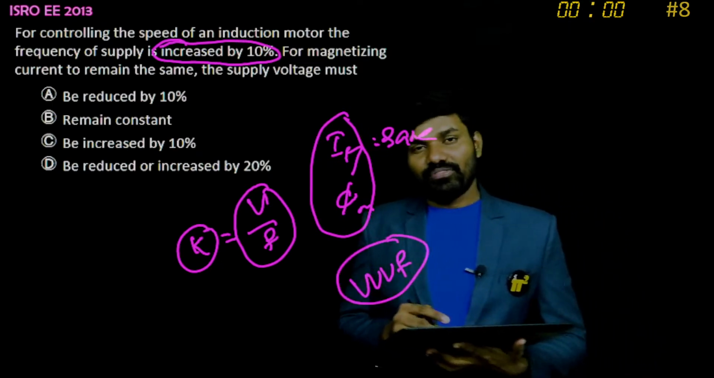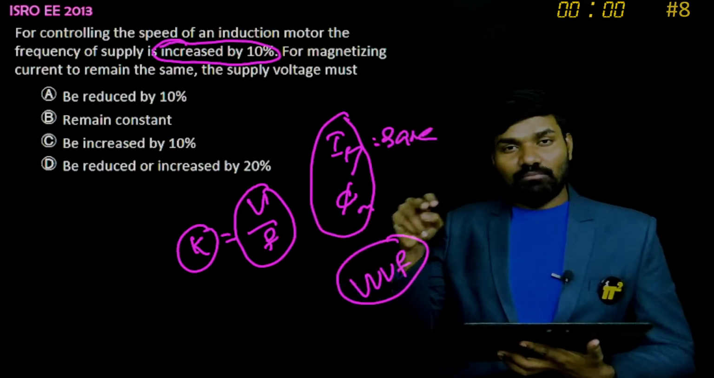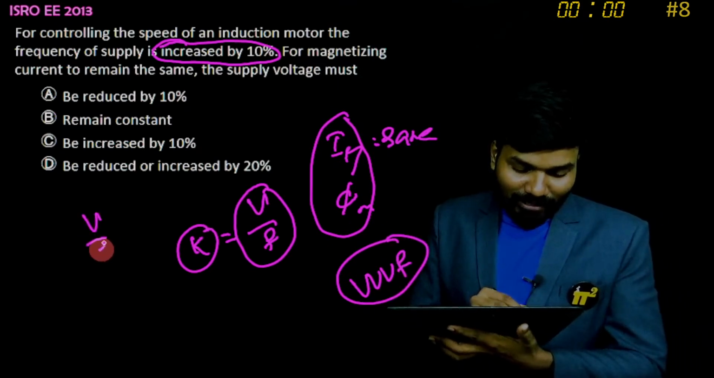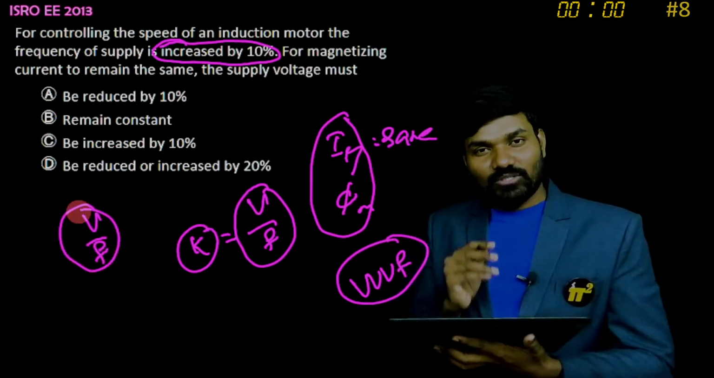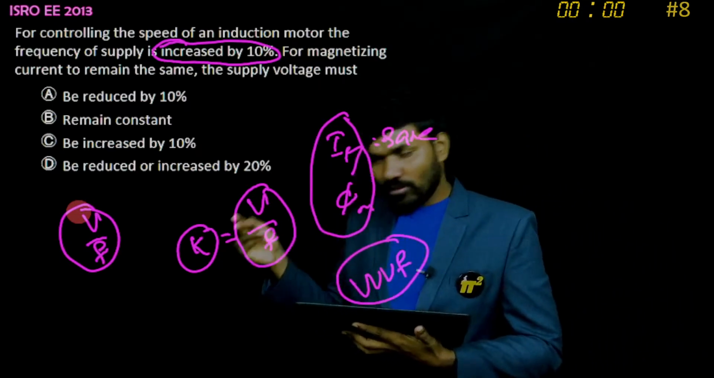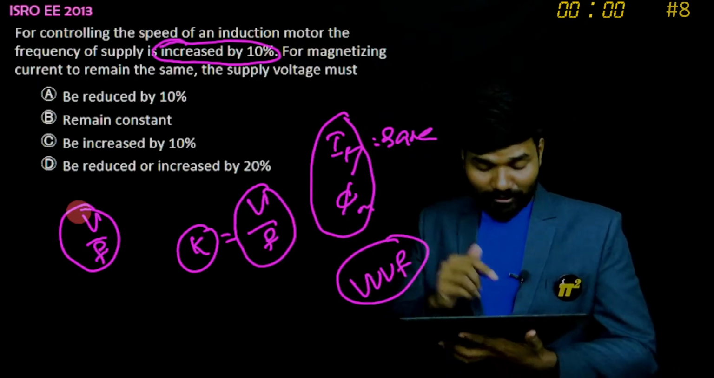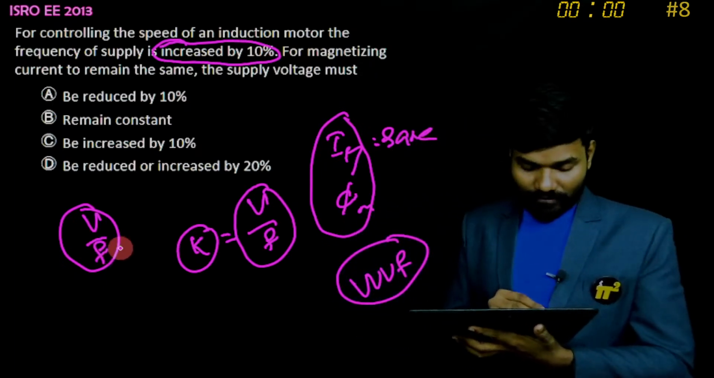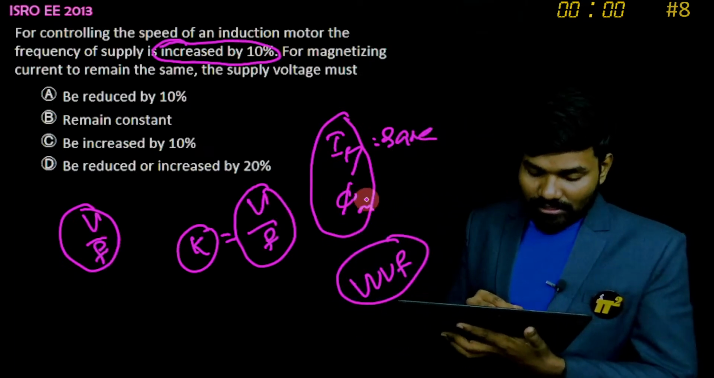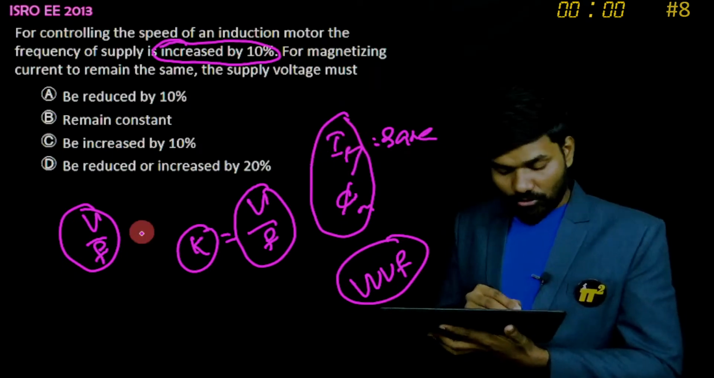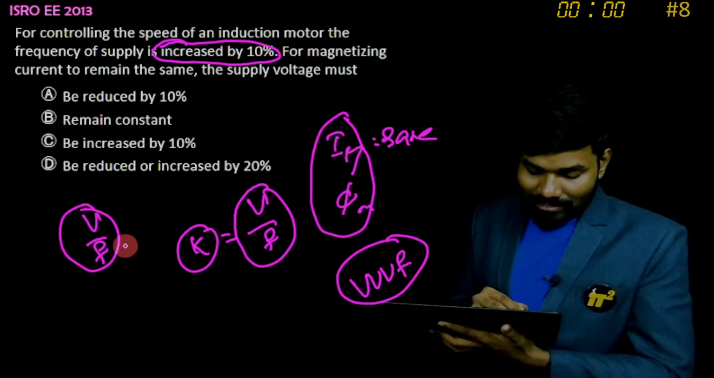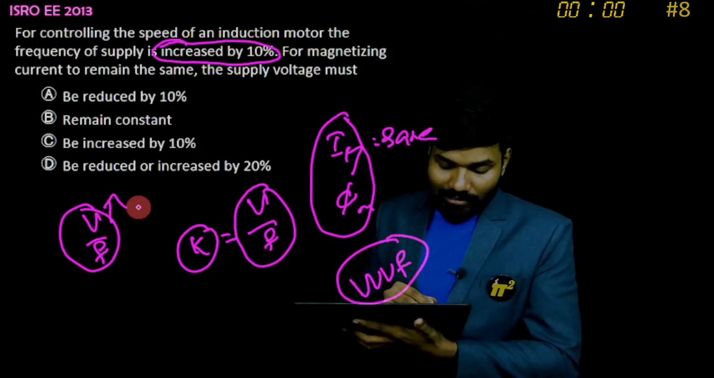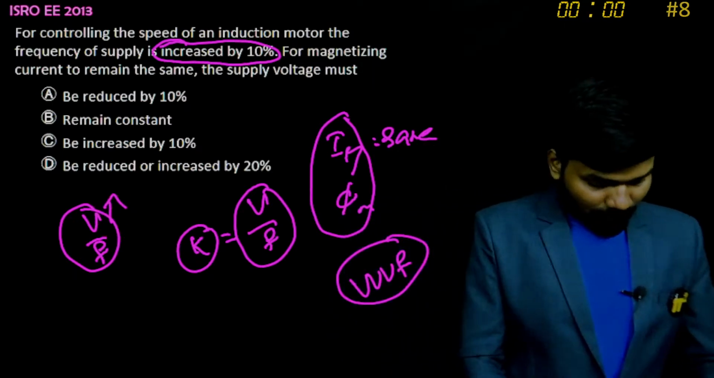VF drive. Variable voltage, variable frequency drive. I mean, that's maybe something different. V by F control we will call, so that you're changing voltage as well as frequency, but the ratio is maintained constant. Okay, which is one of the popular drives. So that flux is constant, hence magnetizing current is constant. So if there is an increase in frequency by 10%, there has to be an increase in voltage by 10%.